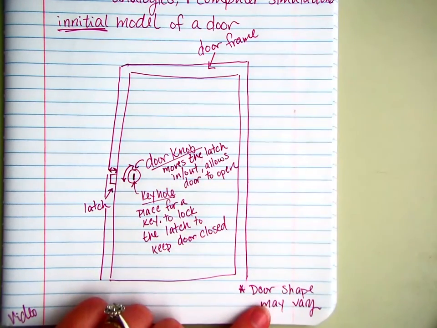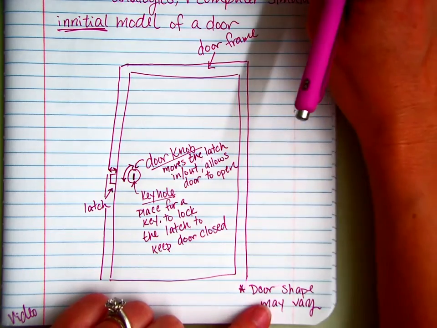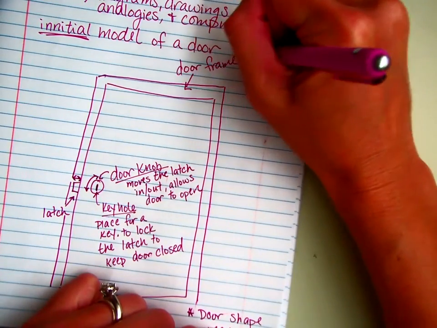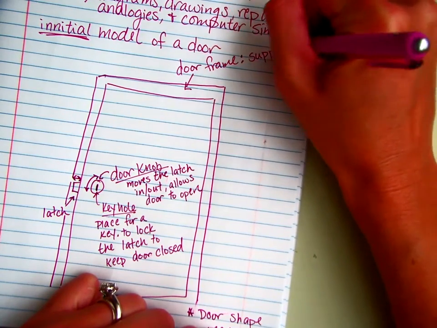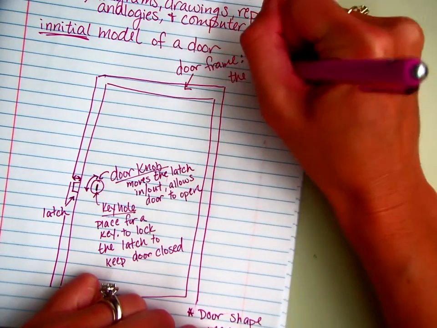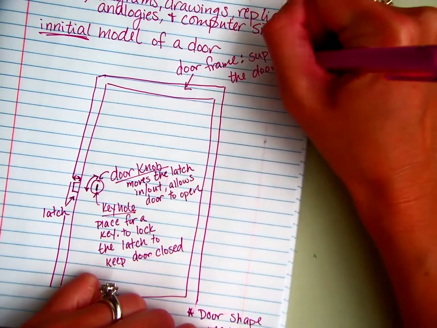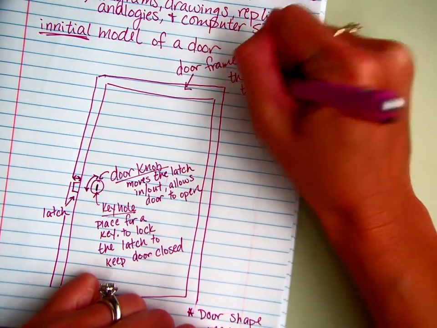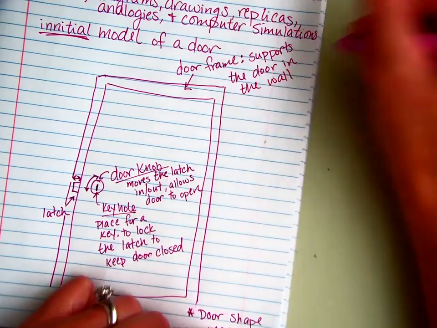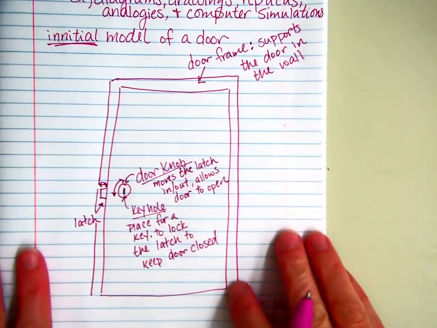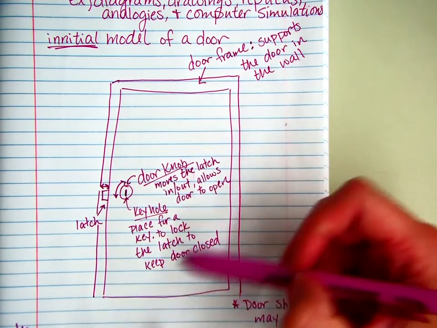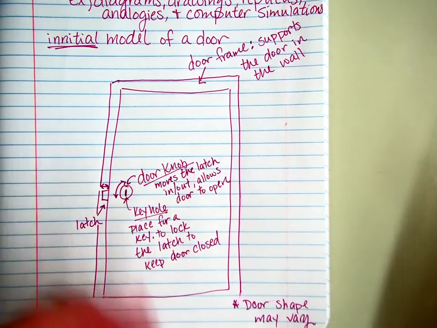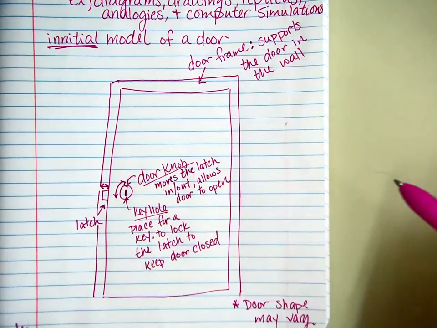And what does a door frame do? It supports the door in the wall, right? If you don't have a door frame, your door is not going to be very sturdy. It's just going to fall over eventually or tear itself off the wall. Also, the door frame supports the wall. So when the door is open, the door frame helps support the wall too.